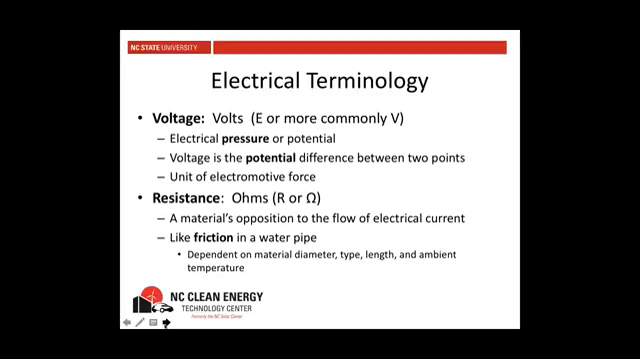Resistance is measured in ohms, and it's the material's opposition to the flow of electrical current, just like friction in a water pipe. You're going to have more or less resistance based on what type of material and what the diameter of the material is. We'll talk about wire gauges. The bigger the wire gauge, the lower the resistance. That's the bigger the diameter of the wire. Is it copper? Is it aluminum? Is it silver? Aluminum is higher resistance than copper.